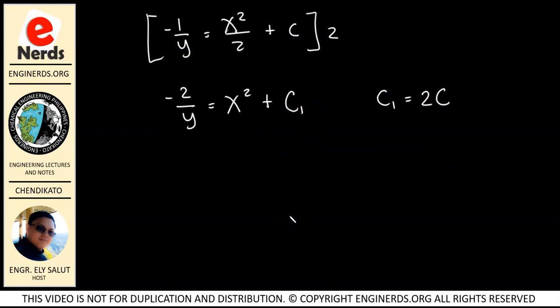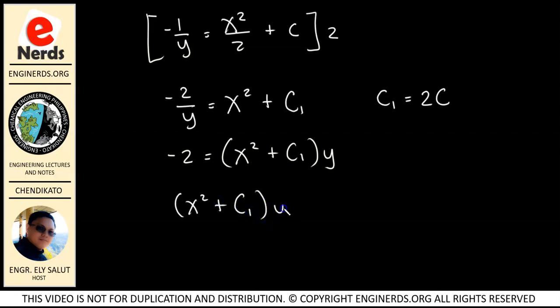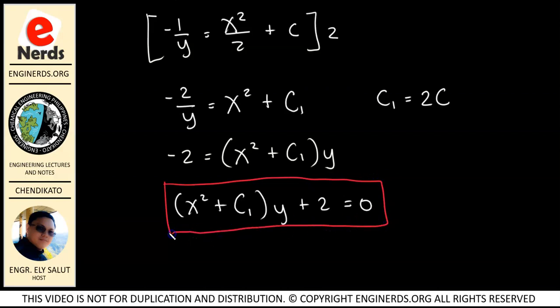Okay, so now, aalisin ko lang to sa denominators. I'm going to transpose this to the right side of the equation. So I will have negative 2 is equal to x squared plus c1 times y. Normally, yung mga prof natin, ang gusto nilang nakikita is yung equation is equal to 0. So we could actually write this as x squared plus c1 times y plus 2 is equal to 0. Okay, so this is our answer for our second problem.